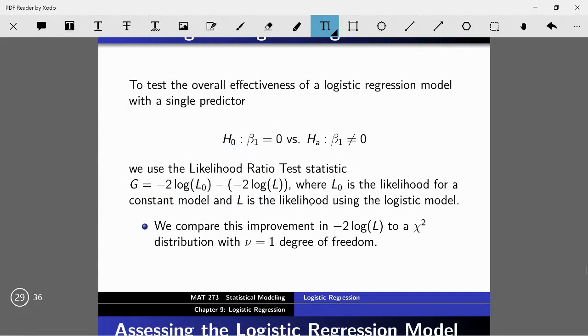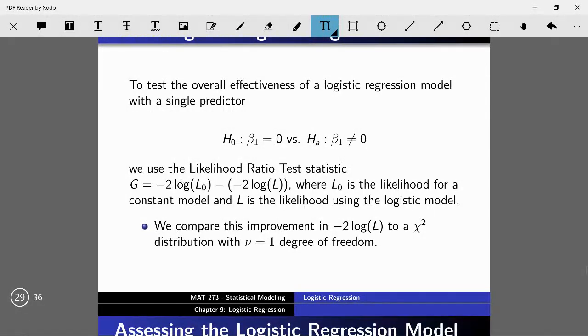To test if our overall model with a single predictor is statistically significant, we can use a likelihood ratio test. This is similar to a nested F test from before. The test statistic, which we denote with G, is given by the deviance of a model that just has an intercept minus the deviance of our model with our predictor included. They call the model with just an intercept a constant model because the predicted value is the same every time.